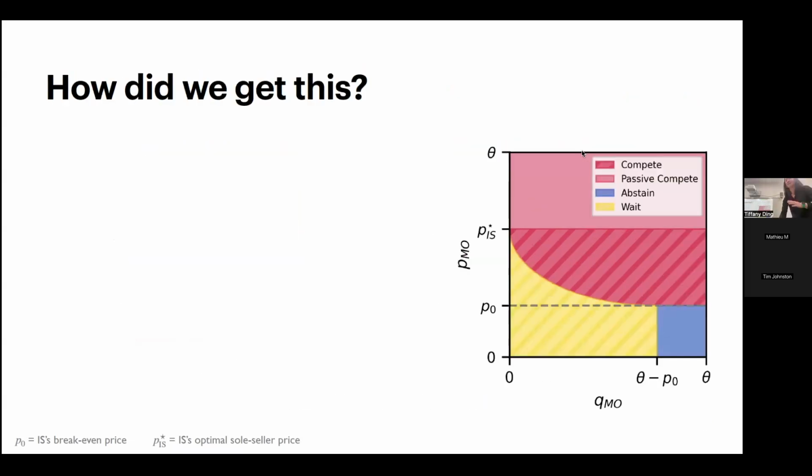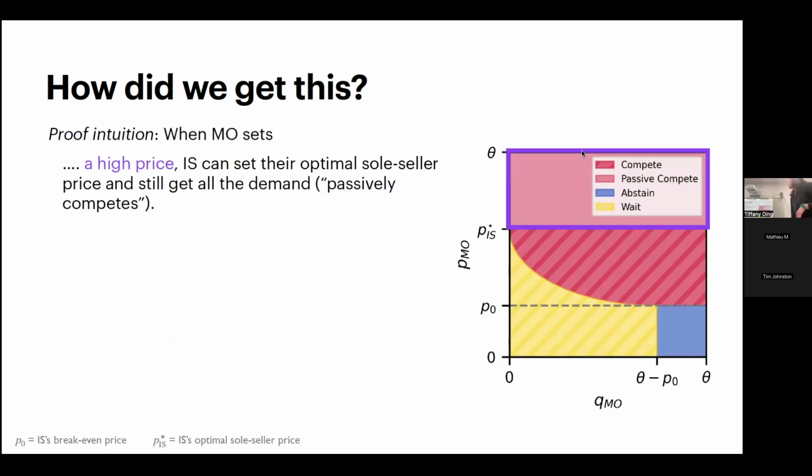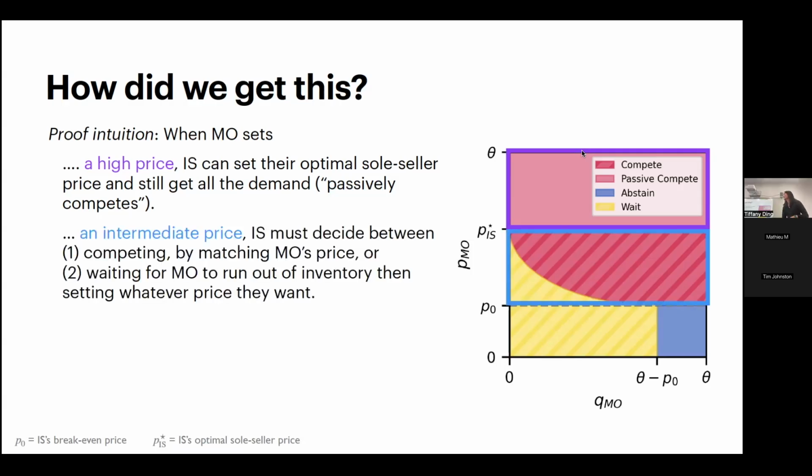Okay, so how did we get to this plot? Just some intuition. When the marketplace operator sets a high price, the independent seller can still set their optimal sole seller price, get all demand, and face the original demand function. So they're passively competing. When the operator sets an intermediate price, the independent seller has to decide whether to compete by matching the marketplace operator's price or wait for them to run out of inventory.